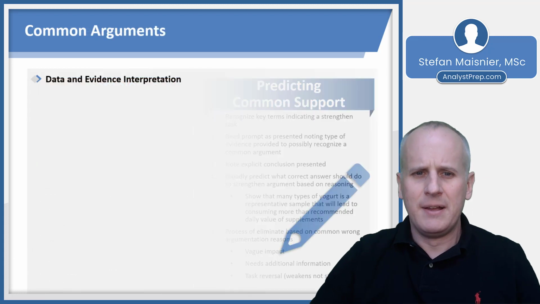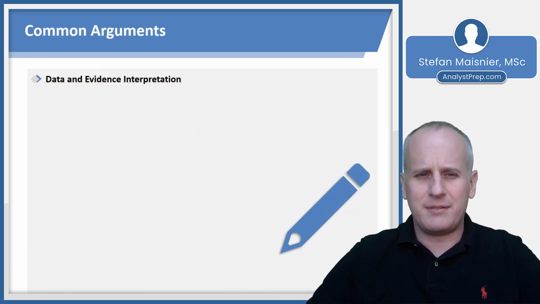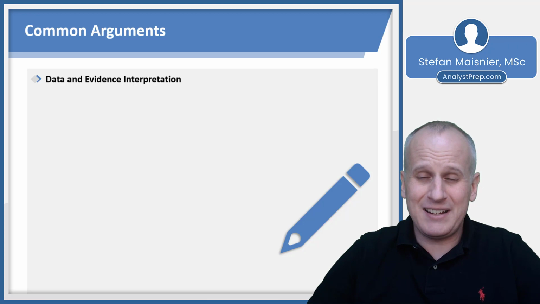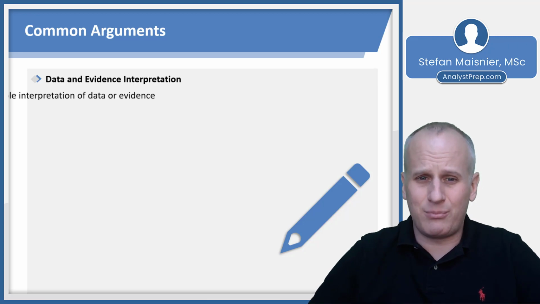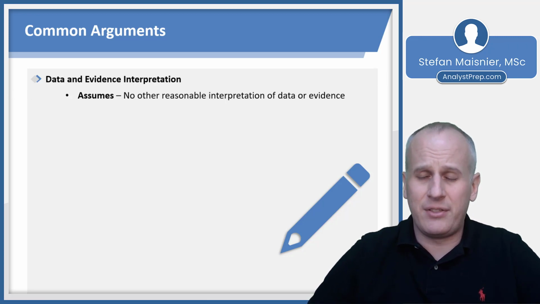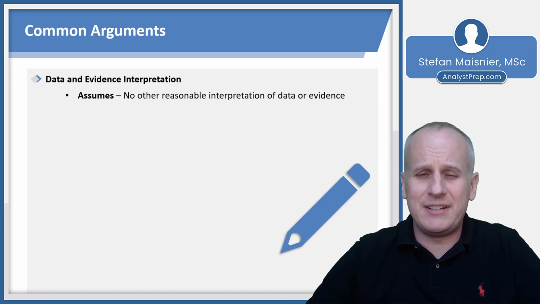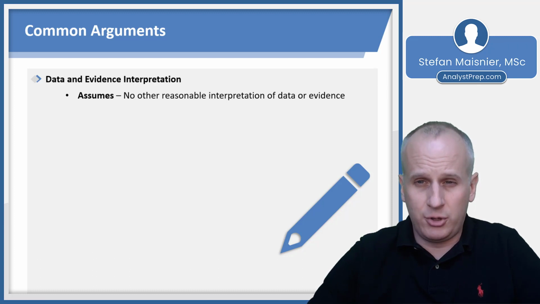So then we can look at some additional common arguments, including data and evidence interpretation. You may be thinking to yourself, wasn't that last example data and evidence interpretation? And kind of, yeah, it is. And it's certainly showing that idea that the different argument types often overlap, they can be shared, but a data and evidence interpretation style argument assumes that there is no other reasonable interpretation of the data or evidence. And in this case, again, it was that idea that many actually was a sizable proportion of all yogurt populations.